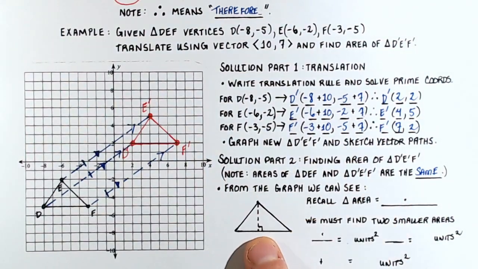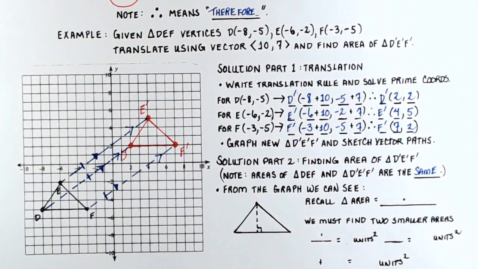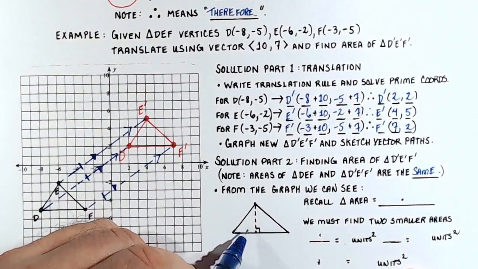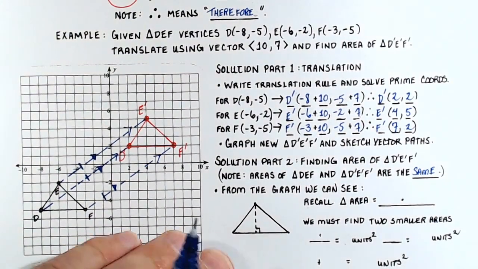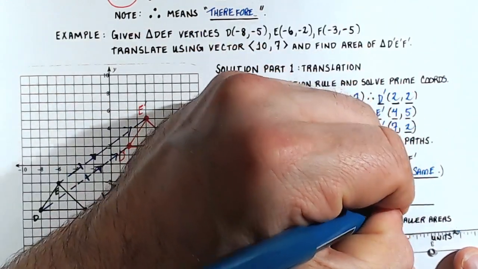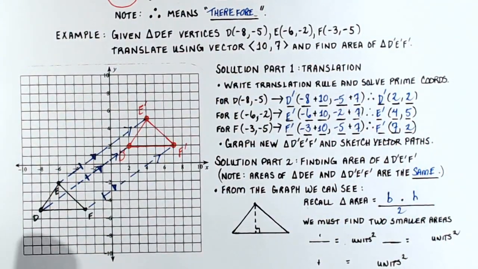From the graph, we can see this little shape. So I've just taken this and I've put it here, and I've drawn this dotted vertical line to show that there's a right angle. We have to find the area of these two smaller triangles and then add them together. So first we need to recall that the area of a triangle is equal to base times height divided by 2. Okay, well, we know all the values here. Let's look at the graph.